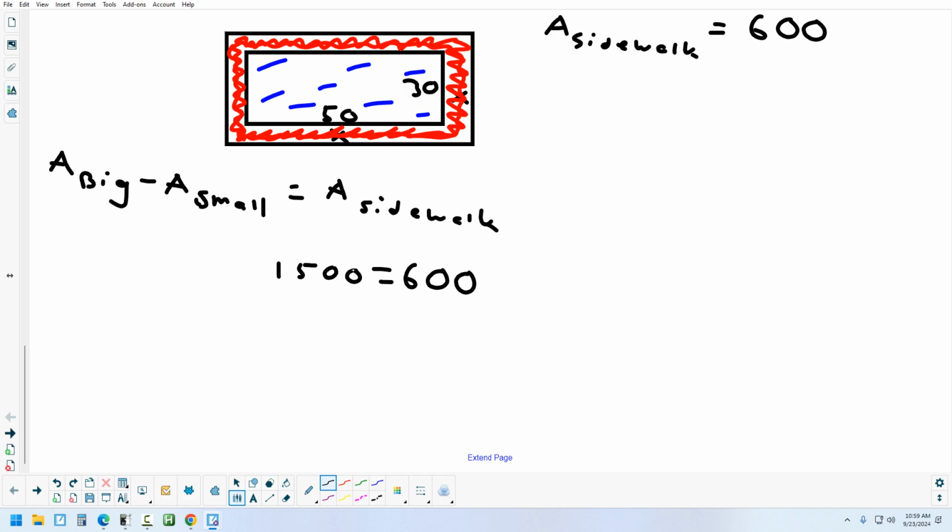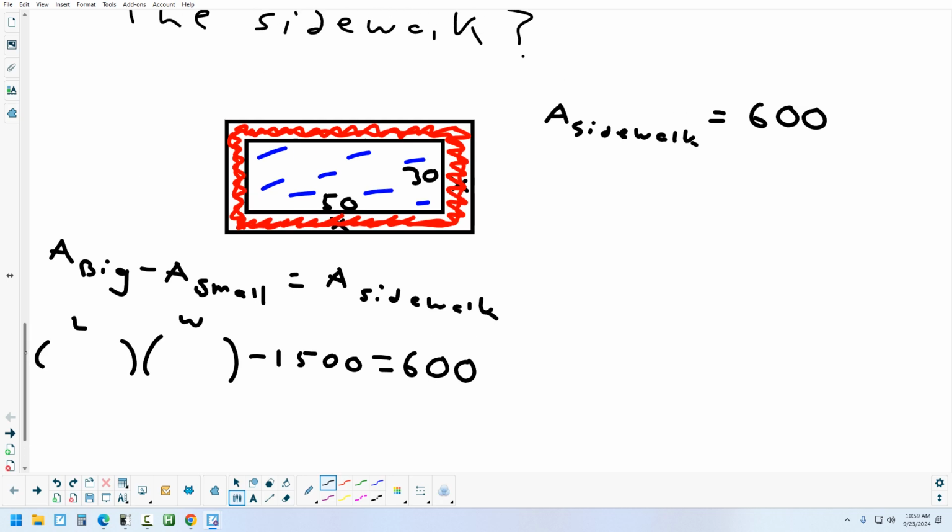Well, the area of a rectangle is length times width. So I need the length of the big rectangle times the width of the big rectangle. And then I subtract the small. Okay, let's start with the length. Well, the big rectangle is that side in purple. Okay, that's the length. How far is it from here to there on that purple side?